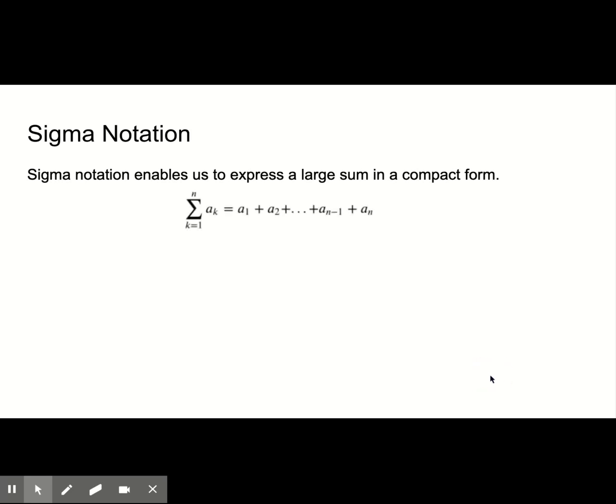The Greek letter sigma stands for sum. The index k tells us where to begin the sum, at the number below the sigma, and where to end, at the number above. If the symbol infinity appears above the sigma, it indicates that the terms go on indefinitely.